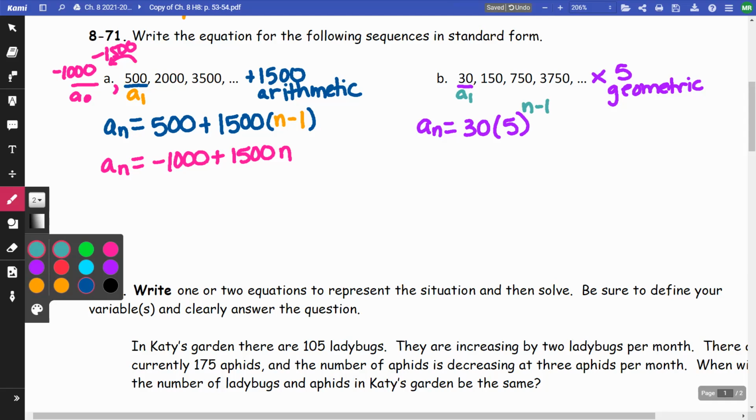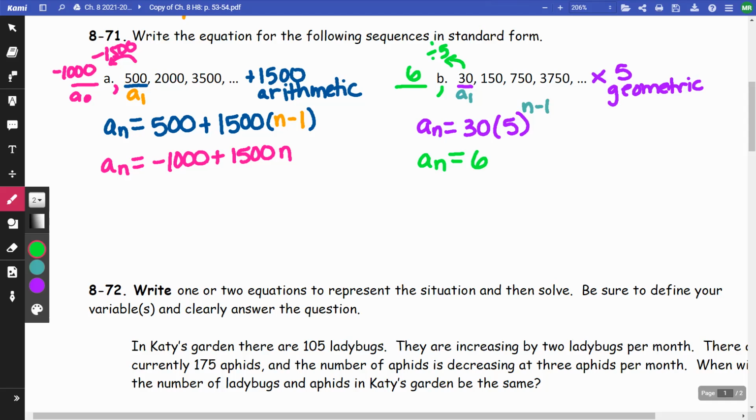Now, just like the last one, if I want to go backwards, I can go backwards and find my 0. I would be dividing by 5 if I was going backwards. And so if I divide by 5, I get a 6. So I could also write a sub n is equal to 6, which is my 0 term, times 5 to the power n because I'm starting with my 0 term. Again, either one of these is an acceptable answer.